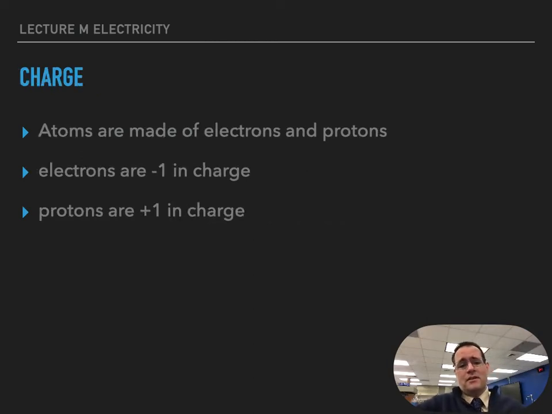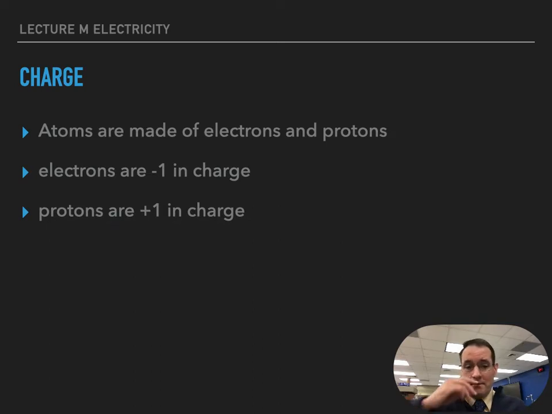Now, let's talk about charges. Electricity has everything to do with charges. It's important to review atoms for a moment. Remember that atoms are neutral overall, but they're made of charged subatomic particles, okay? We've learned that electrons have a negative charge or a charge of -1, and protons have a positive charge or charge of +1. Now, normally, atoms are neutral because they have an equal number of protons and electrons.